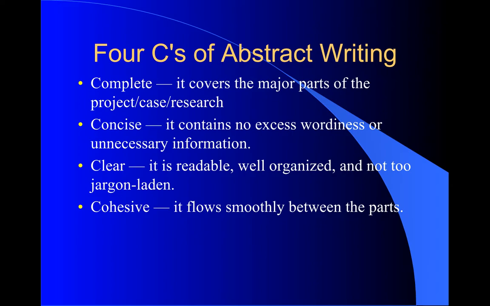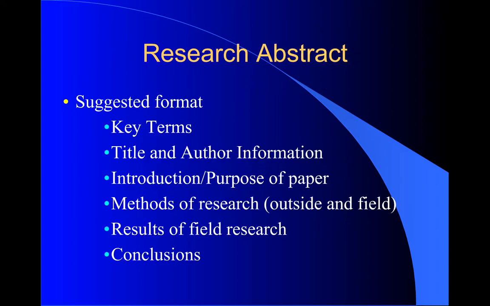Cohesive means that it has a good flow between the 3 different parts, and I'm going to cover those right now. So your research abstract should have a list of key terms. And as you'll see when I show you the example at the end of this PowerPoint, the key terms are like the basic topics that are covered within your paper. You want to think of this as the terms that someone would put into a Google search engine or a database search engine in order to find your paper.